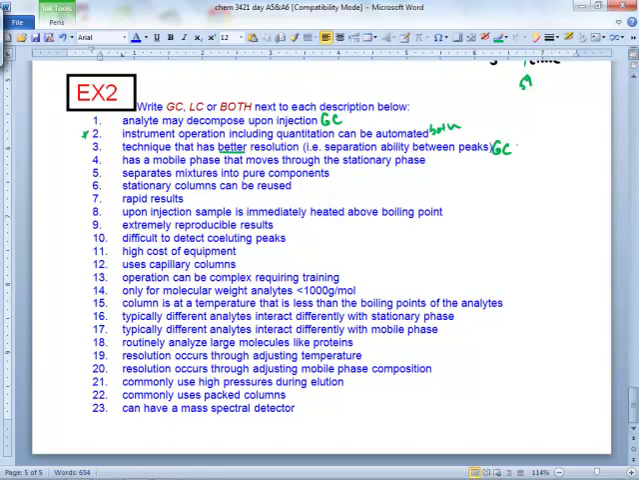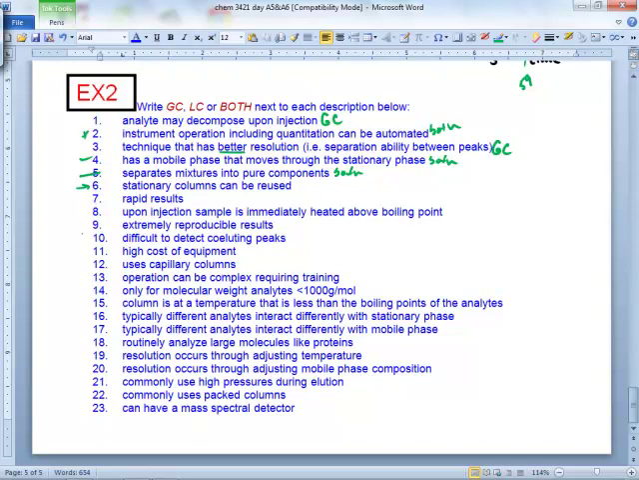Okay, we're at Adriana. GC has a mobile phase that moves through the stationary phase. What do you think? If you say GC, does LC have a mobile phase that goes through the stationary phase? Yeah, so it has to be both. Separates mixtures into pure components. Everybody agree, both? Yeah. Yep. That's chromatography.